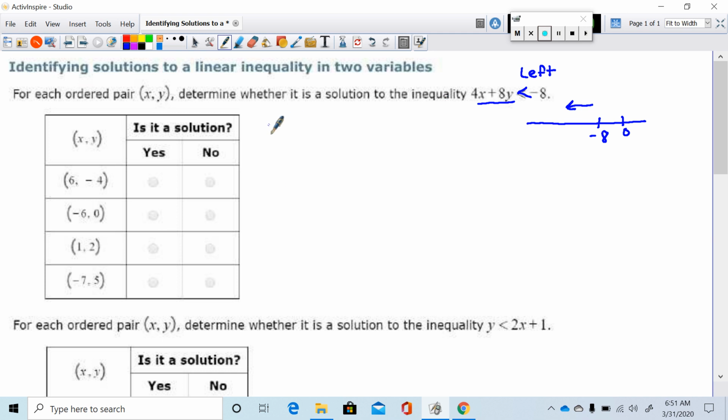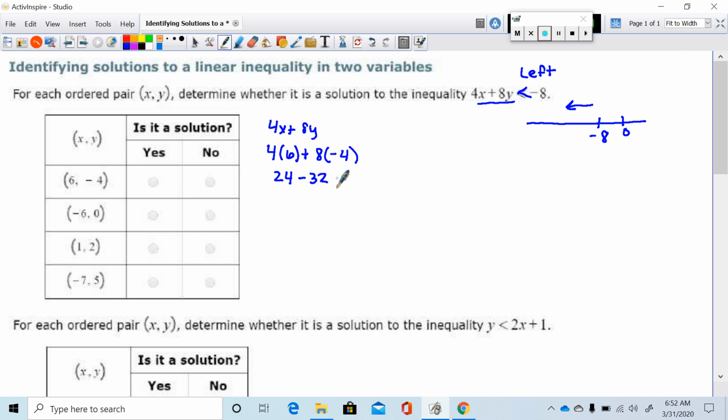Okay, so I'm going to take the part that's not by itself, 4x plus 8y, and I'm going to substitute in, this is x and this is y, so I'm going to substitute in 6 and negative 4. So x is 6 and y is negative 4. Order of operations says you have to do multiplication first, so 4 times 6 is 24, and 8 times negative 4 is negative 32.